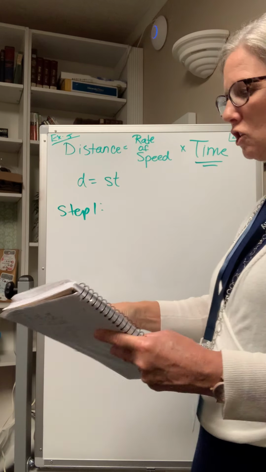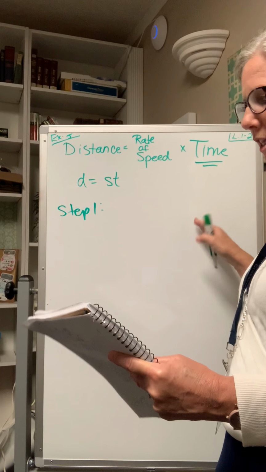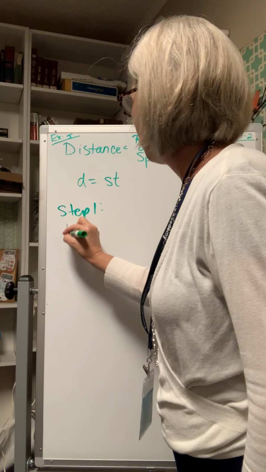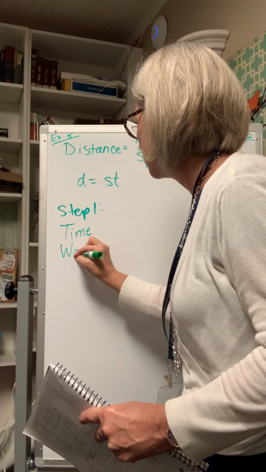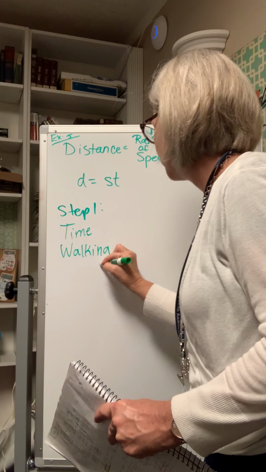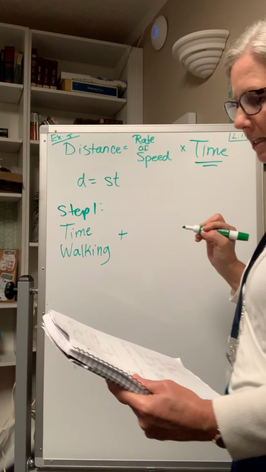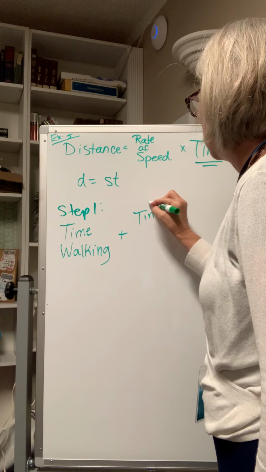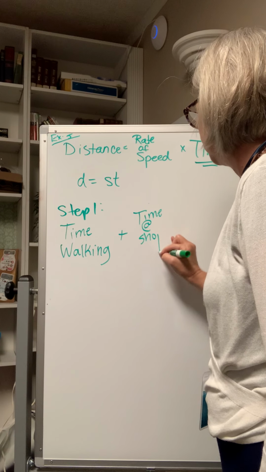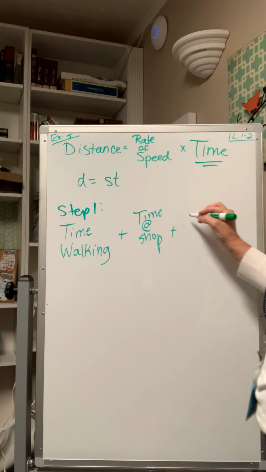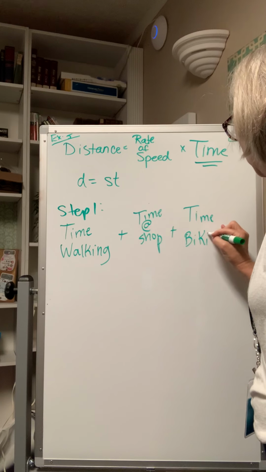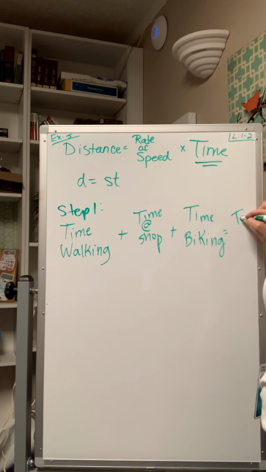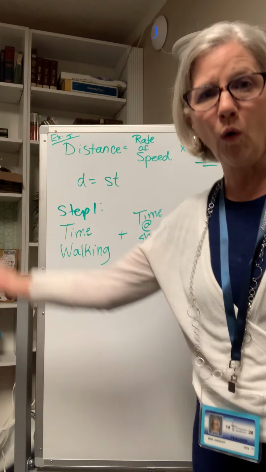So I'm going to write out in words the equation that we want to solve. If I figure out the time she spent walking, and I add to that the time she spent at the bike shop, and to that I add the time she spent biking, I think I'm going uphill here, that would give me the total time spent on this whole activity.